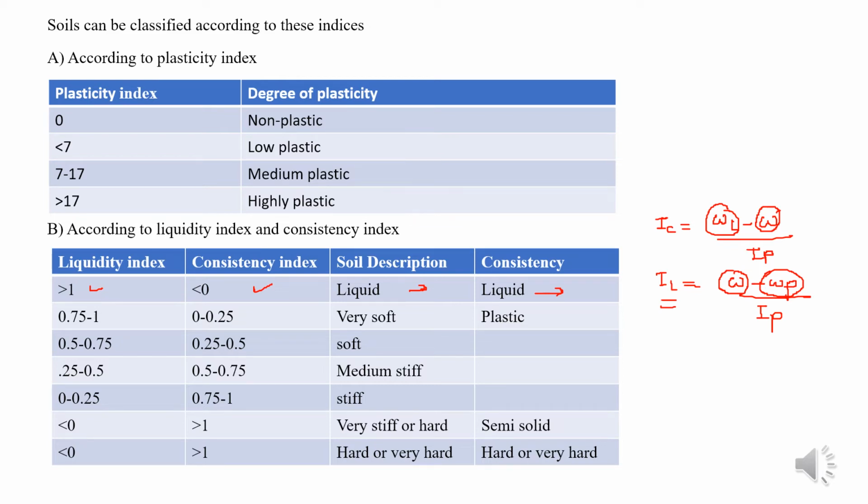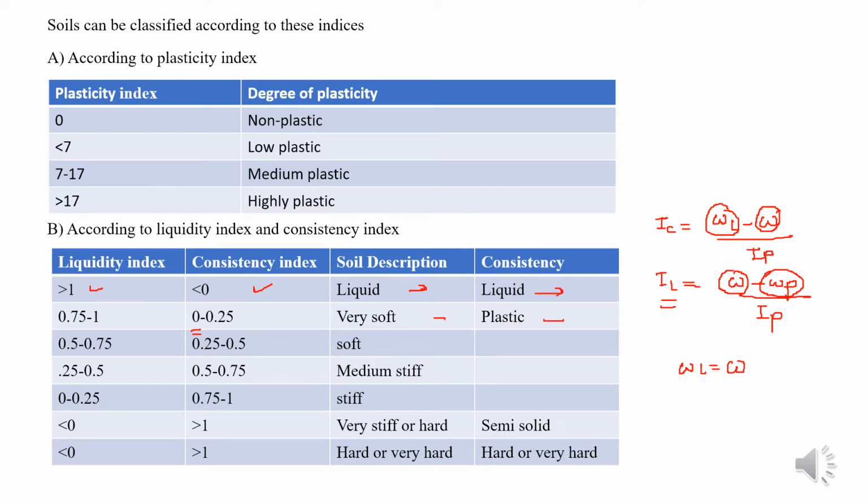Now suppose my IC value is 0. Okay, so IC value is 0 when liquid limit is equal to my water content of the soil sample. That is, my water content is at the liquid limit. So we can say my consistency index is near about 0. So in that case also we can say my consistency is plastic and it's a very soft kind of soil.